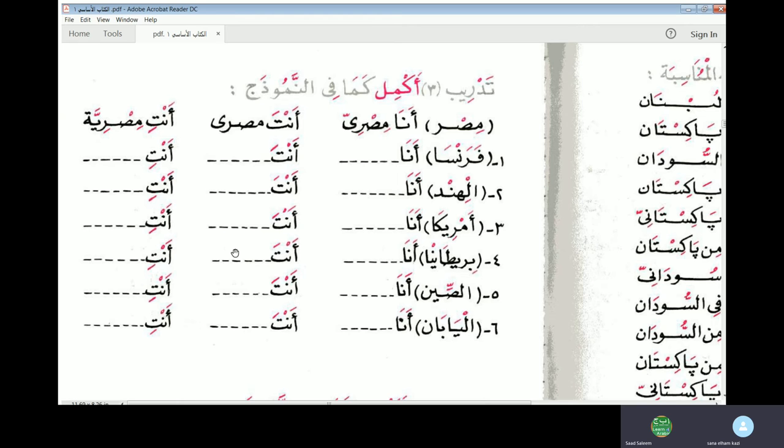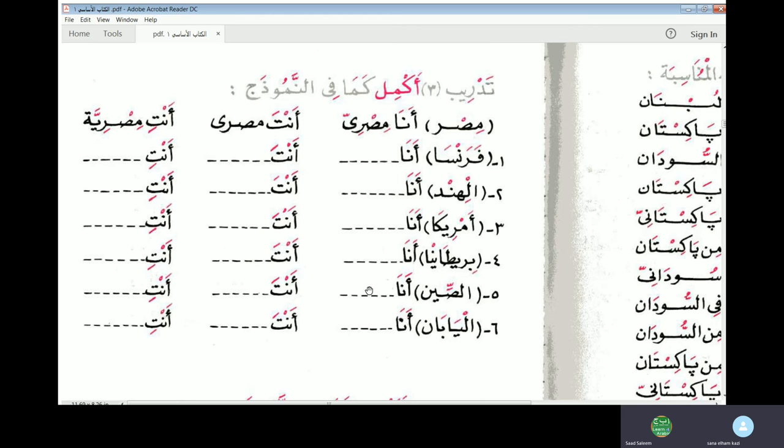أنت صيني. أنت بريطاني. Okay, the same way. أنت بريطاني, you are British. أنتي بريطانية, you are British, feminine. أنتي is you. Okay, you are British. Okay, madam.